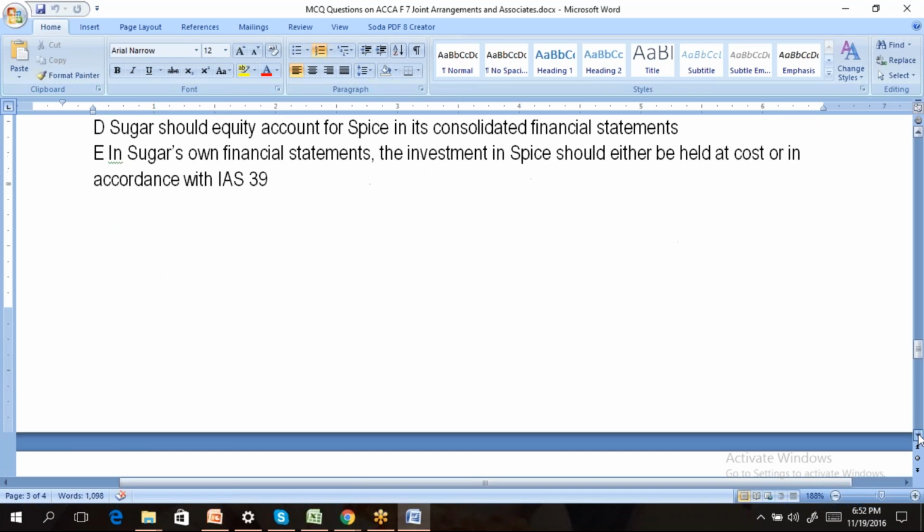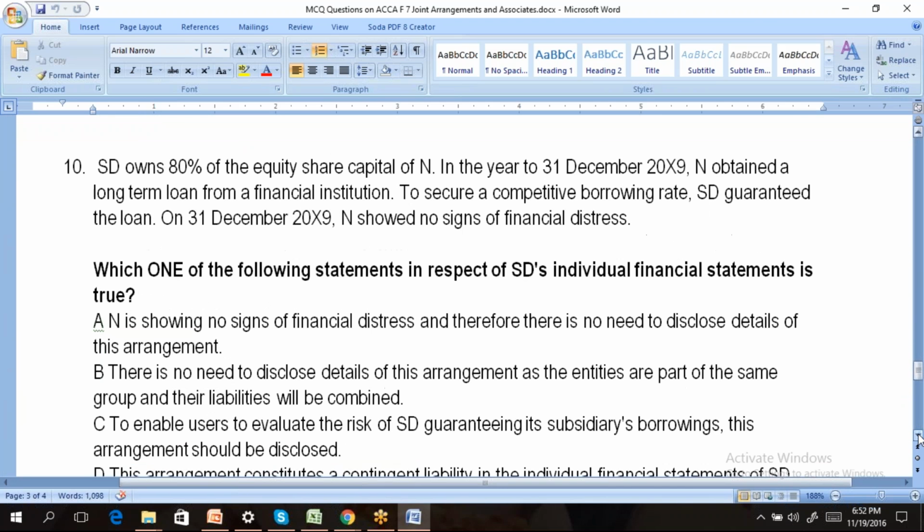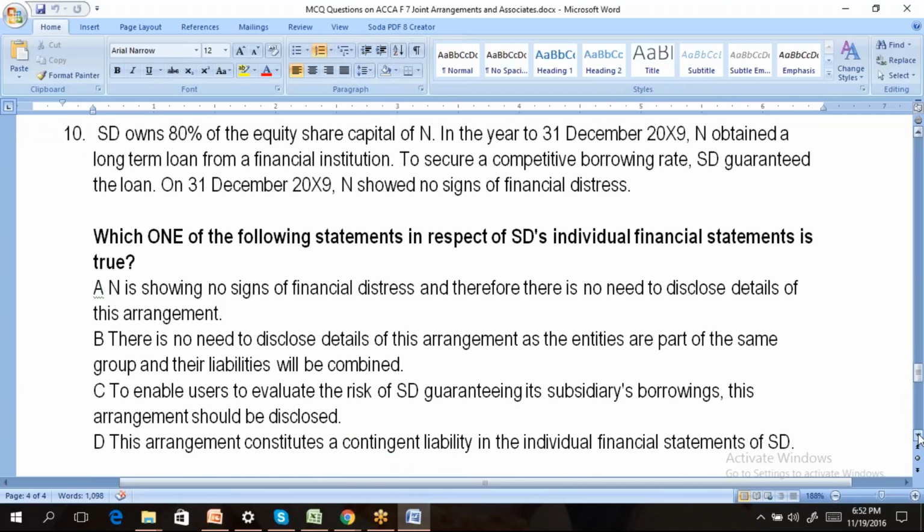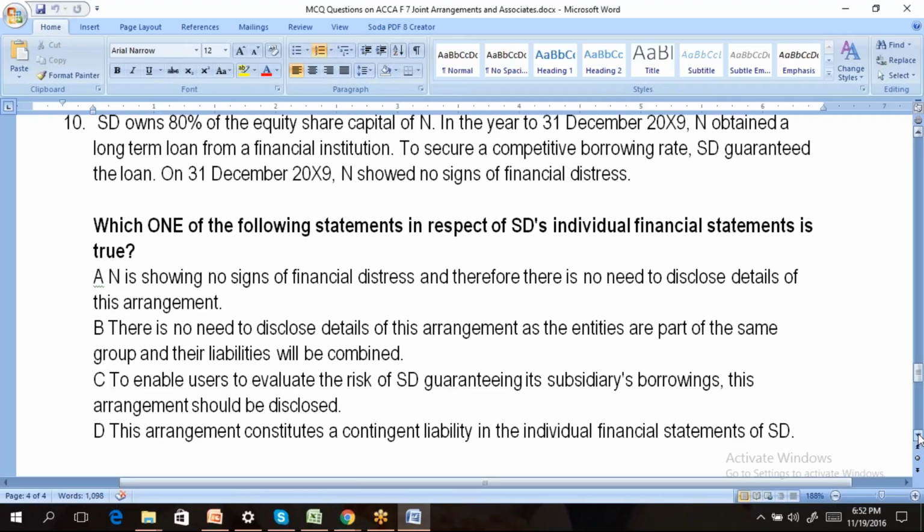The last one. SD owns 80% of the equity share capital of N. In the year to 31st December 2009, N obtained a long-term loan from a financial institution to secure a competitive borrowing rate. SD guaranteed the loan. On 31st December 2009, N showed no sign of financial distress. Which one of the two following statements in respect of SD's individual financial statements is true? This is all about IFRS 12.